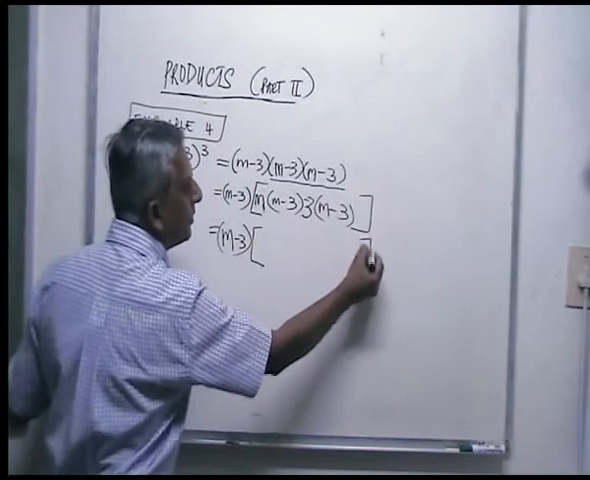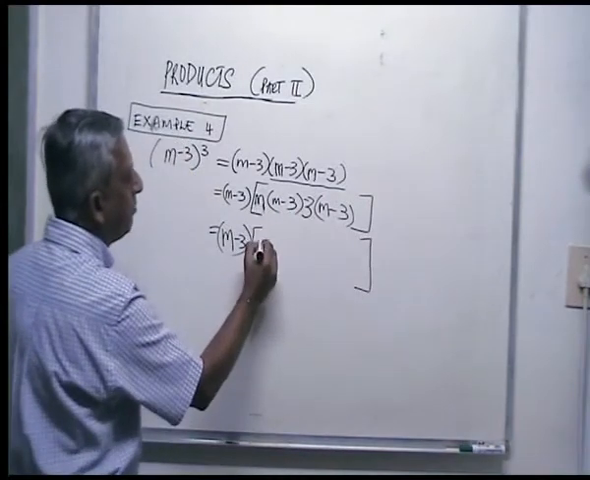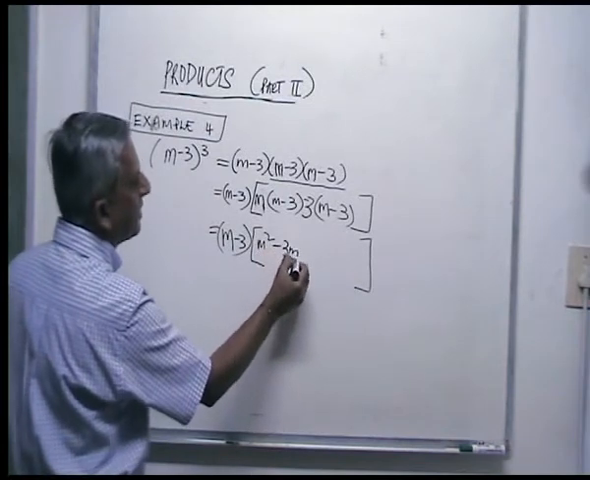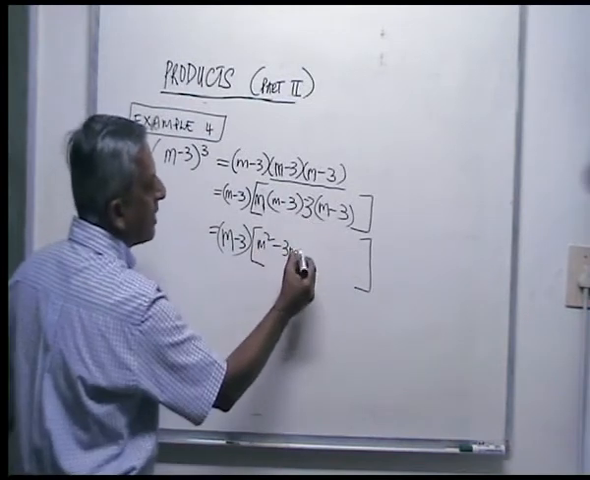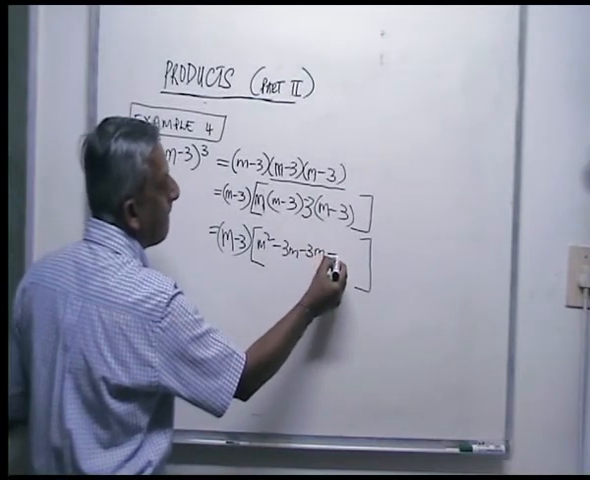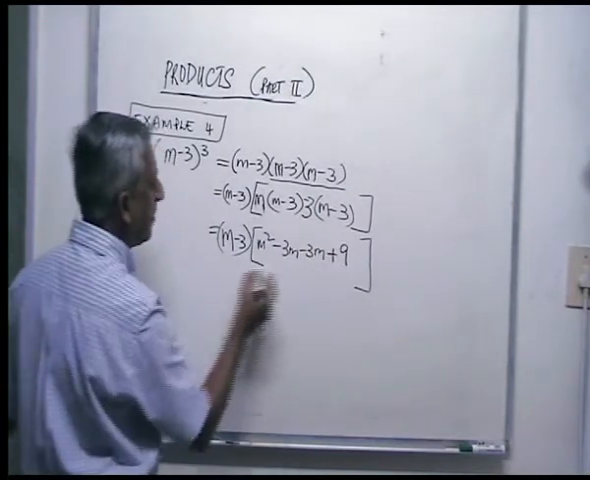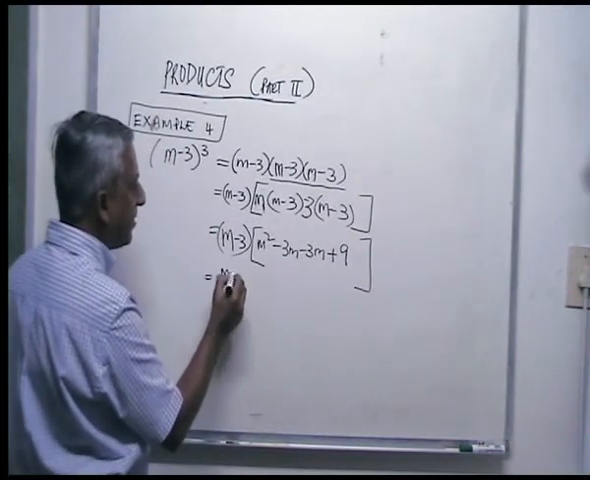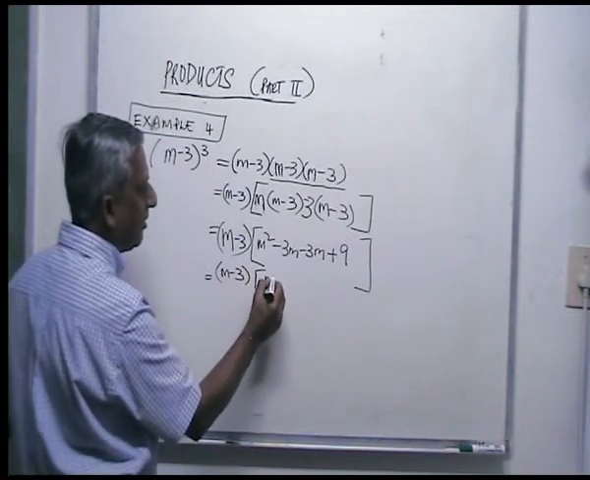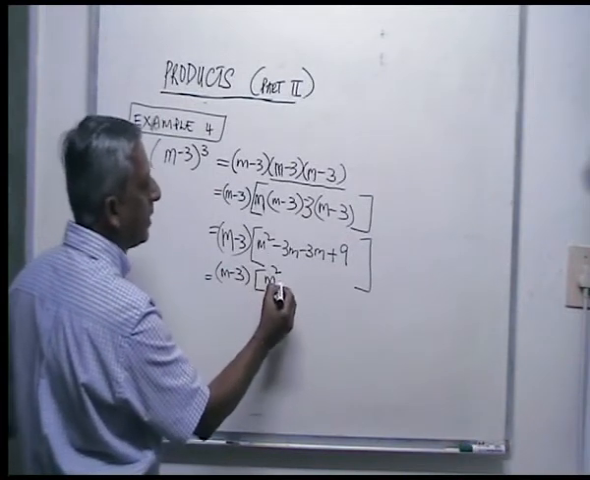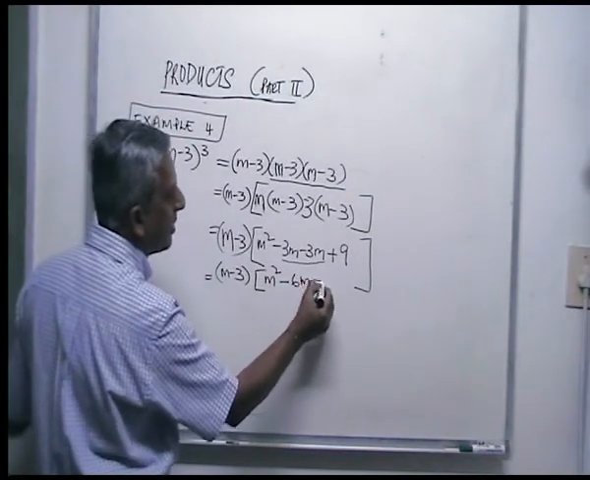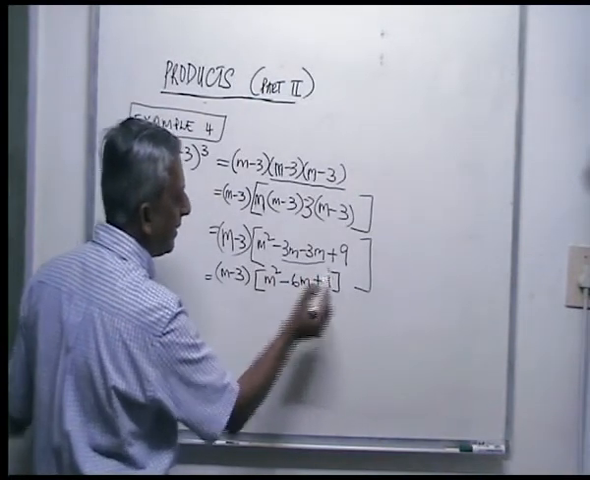And now that we know how to do. m times m, m squared. m times minus 3, minus 3m. Minus 3 times m, minus 3m. Minus 3 times minus 3, plus 9. Then just write this bracket down here, m minus 3. So that will give you m squared minus 6m. You see, we're adding these two up. They're like terms, plus 9.